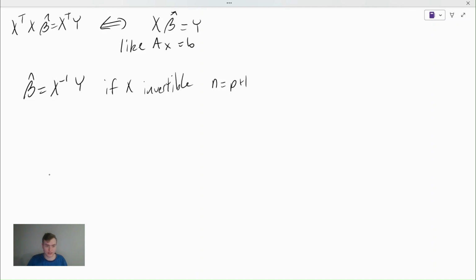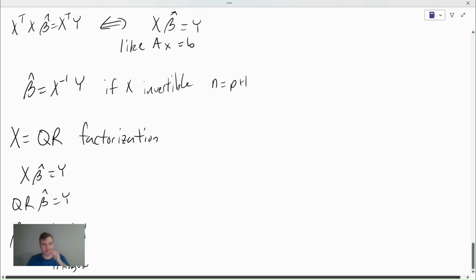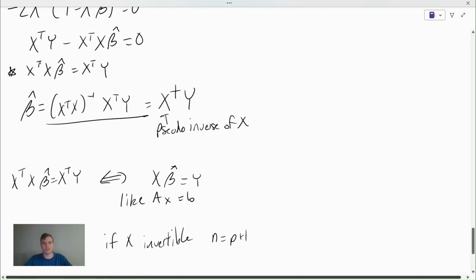if we have other properties of X, like X equals QR, that's going to exist for many more X. So we have a factorization of X that's X equals QR, then X beta hat equals y turns into QR beta hat equals y, and then beta hat equals R inverse Q transpose y. And R is triangular, so it's quick to find the inverse, and then you're just multiplying. So if you have the QR factorization, doing this computation is way faster than doing this computation.